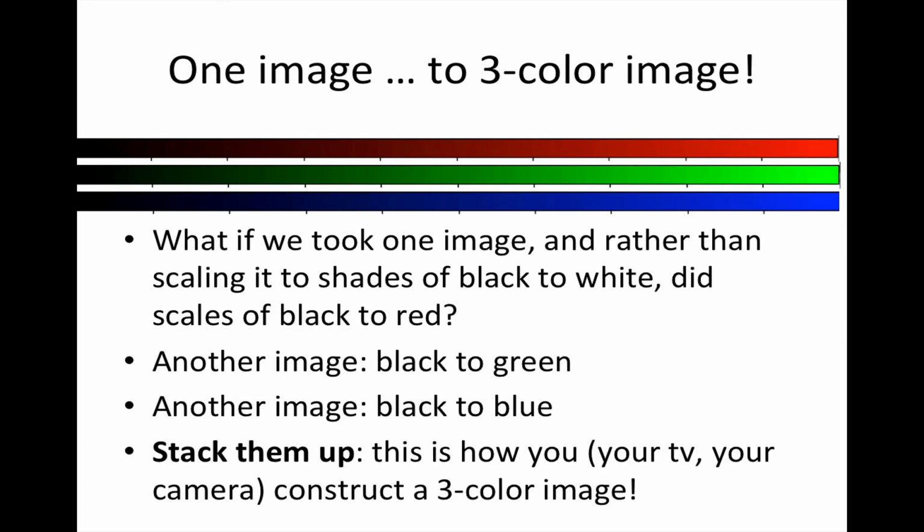But what if we took just one of those images, and rather than scaling the values to ranges of black to white, what if we did that one image on scales of black to red, and another image black to green, and another image black to blue? When you stack them all up, that's how you, or your TV, or your digital camera, constructs a three-color image, by making one image per color plane, where one image is between black and red, one image is between black and green, one image is between black and blue.